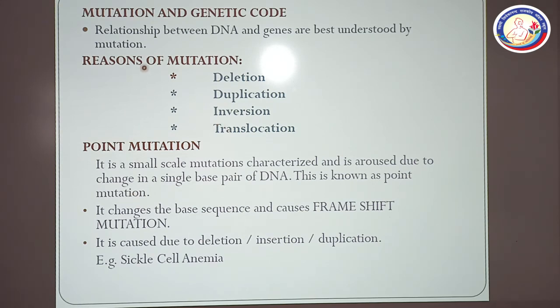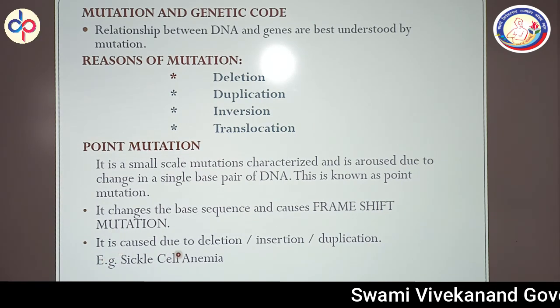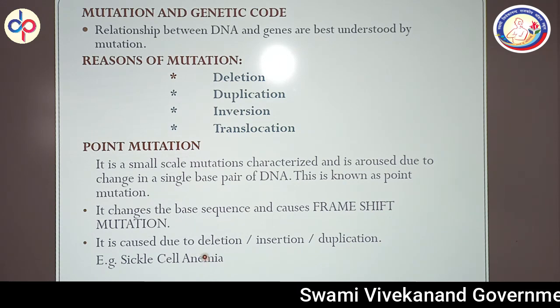Mutation and genetic code. The relationship between DNA and genes is best understood by mutation. Types of mutation already explained: deletion, duplication, inversion, translocation. Point mutation is a small scale mutation that arises due to a change in a single base pair of DNA. This is known as point mutation. It changes the base sequence and can cause frame shift mutation. It is caused due to deletion, insertion or duplication.